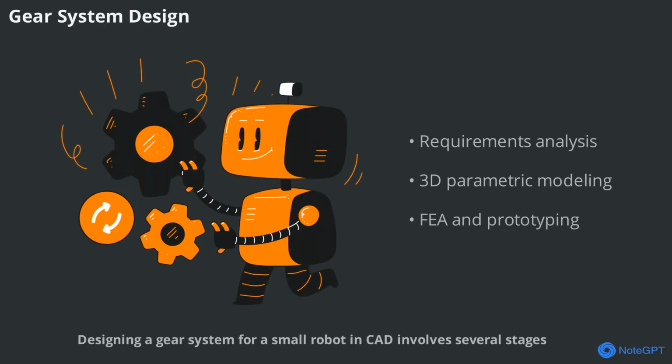Designing a gear system for a small robot in CAD involves several stages. Begin with requirements analysis to determine torque, speed ratio, and gear type. Concept sketching explores gear arrangements and housing configurations. Create a 2D layout in CAD to verify ratios and clearances. Model each gear as a 3D solid with parametric features.